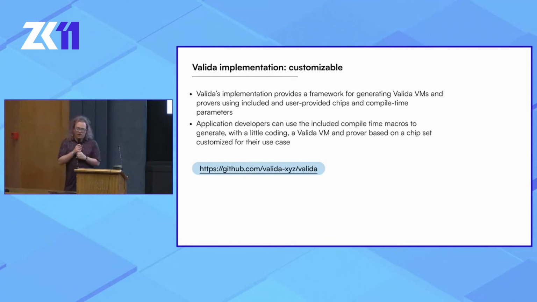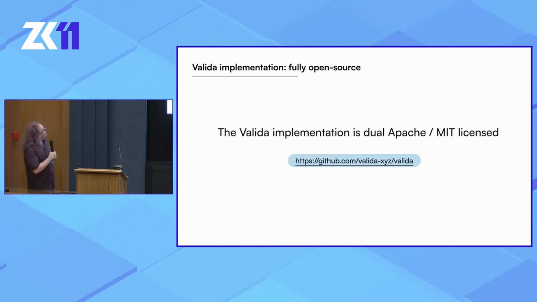Something that we care about a lot with Valida is that we want everything to be very customizable. So you can go right now to our GitHub, download this, and spin up a VM with your favorite series of configuration choices. We want to be modular in all aspects of the cryptography, from the choice of polynomial commitment scheme to even the arithmetization itself. Also, everything that we do is fully open source, Apache MIT licensed, so you can use it and do whatever you want with it.